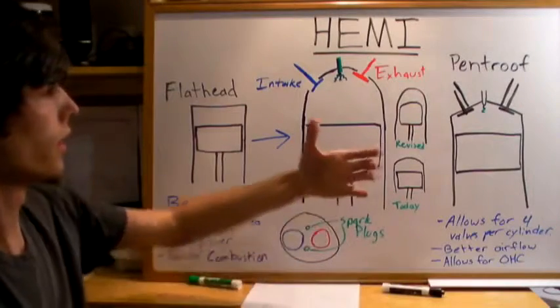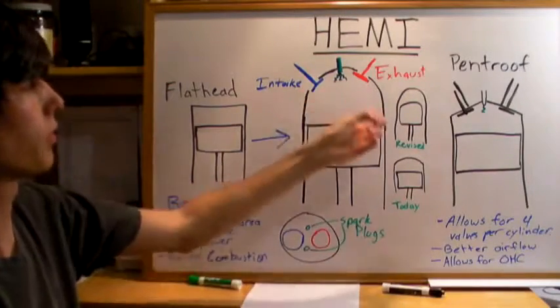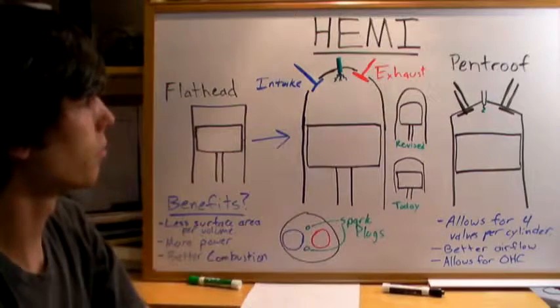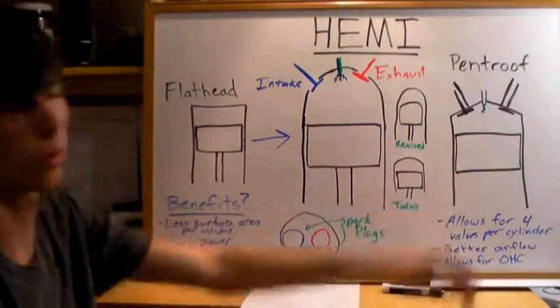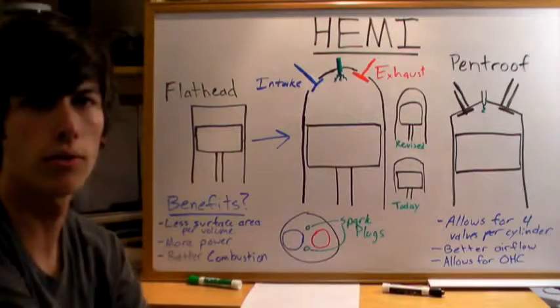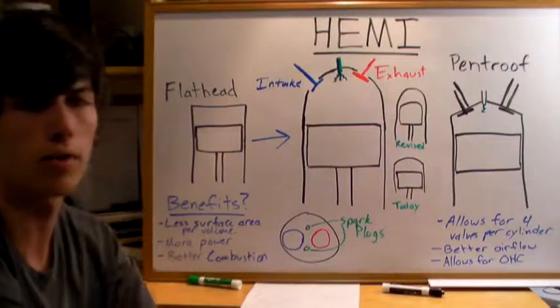So that's the basics of a Hemi engine. It just means a hemispherical cylinder head, and pretty much what you're going to want is a pent roof design. They're more efficient, have better airflow, and they allow for 4 valves per cylinder and overhead cams.